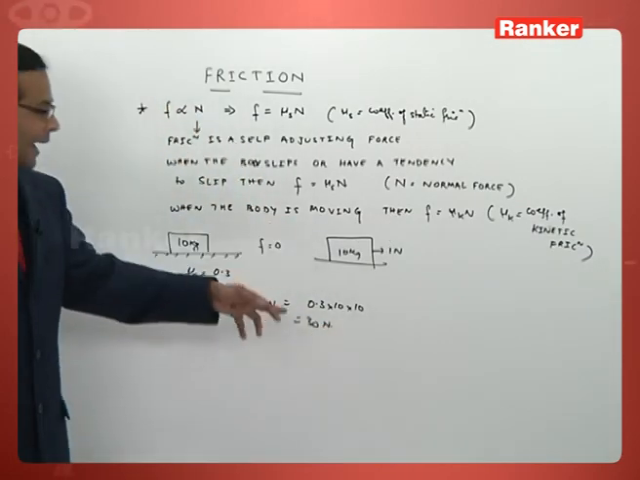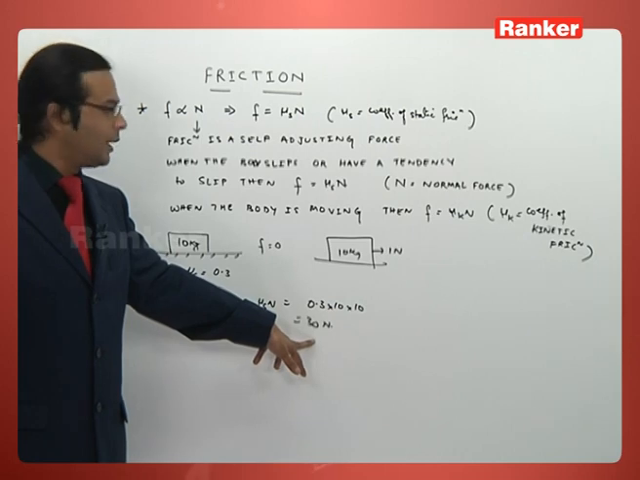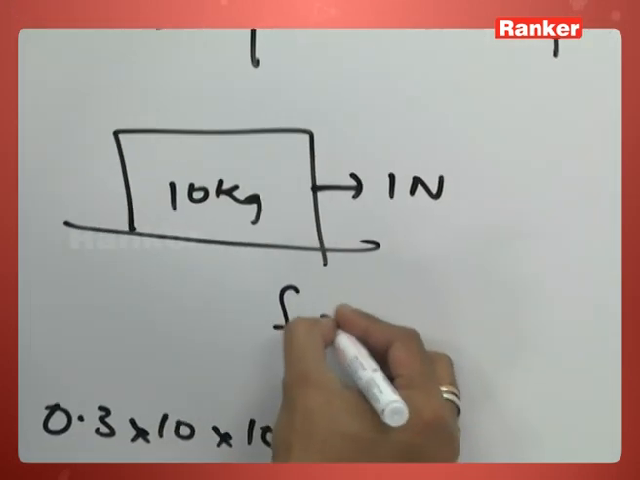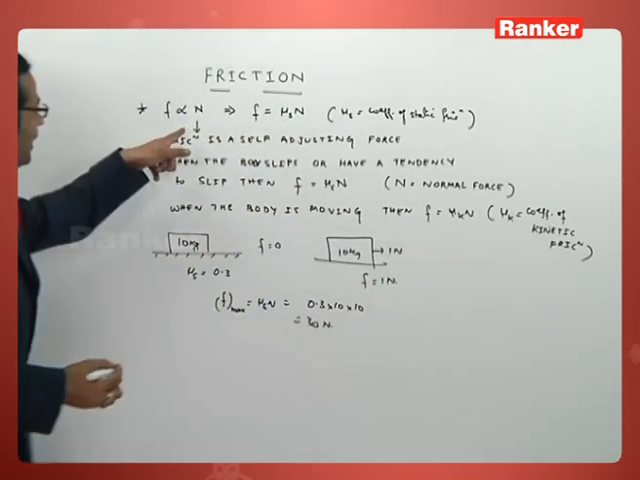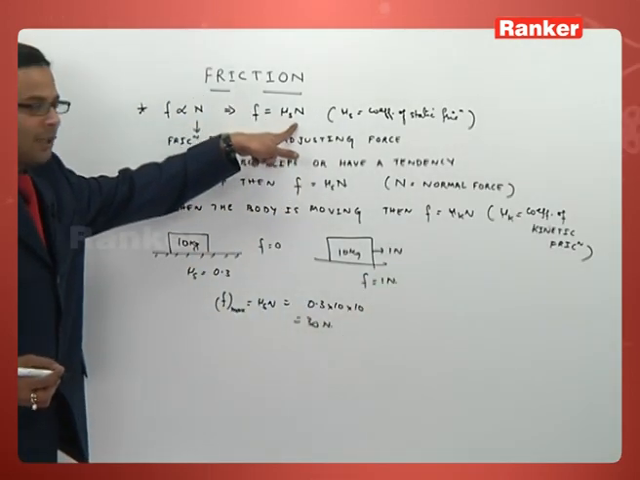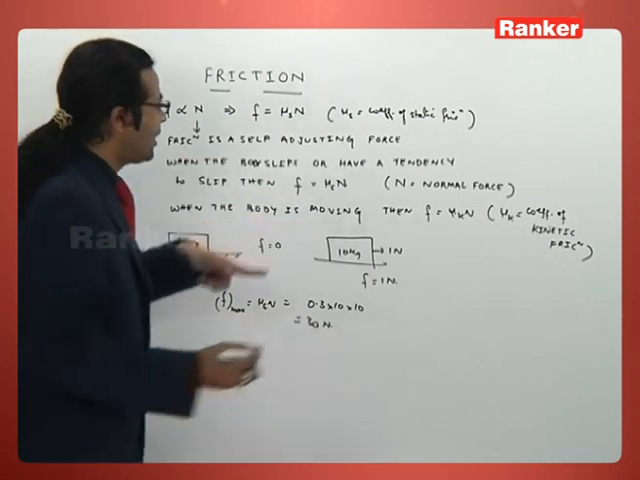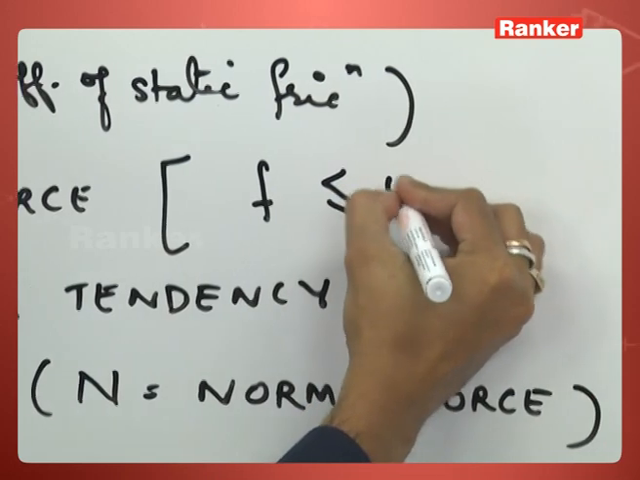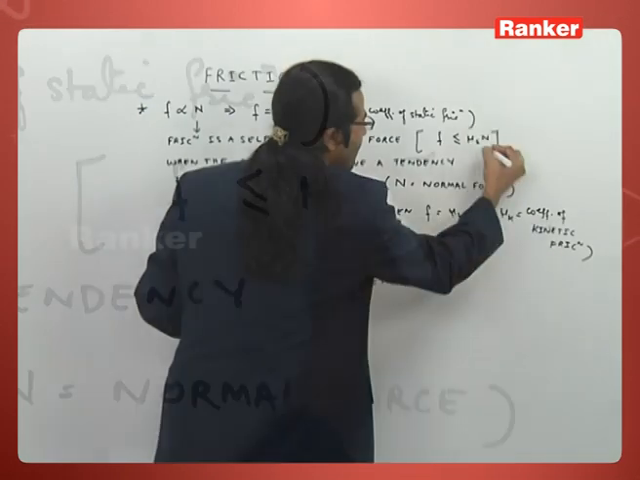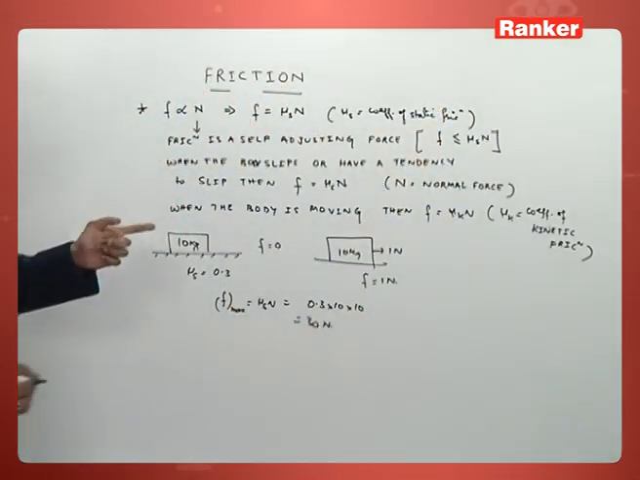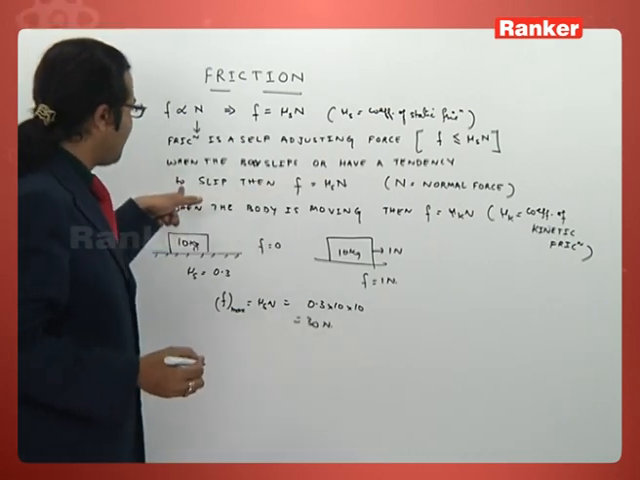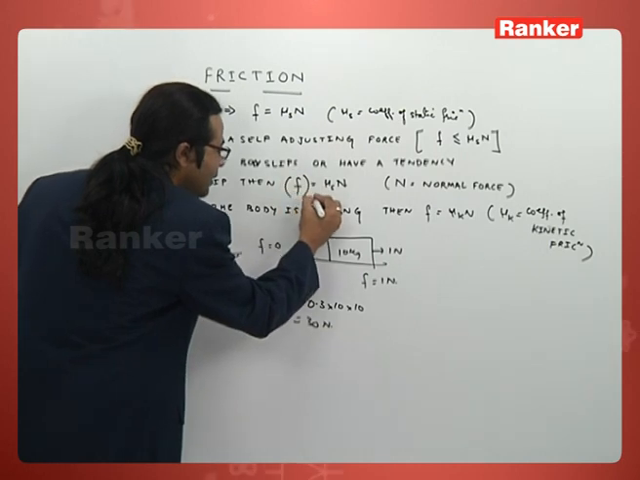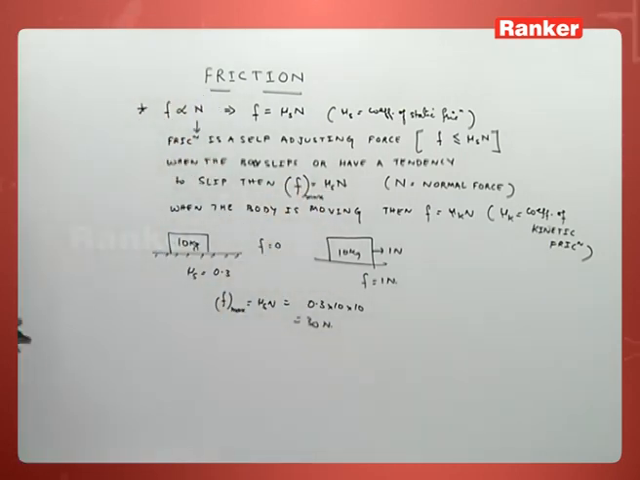So here the maximum static frictional force is 30 Newton, but since I am applying 1 Newton force, the frictional force will be 1 Newton. Now instead of F is equal to mu s into N, friction is a self-adjusting force, so F is less than or equal to mu s into N. When the body slips or tends to slip, then I write F max equals mu s into N.